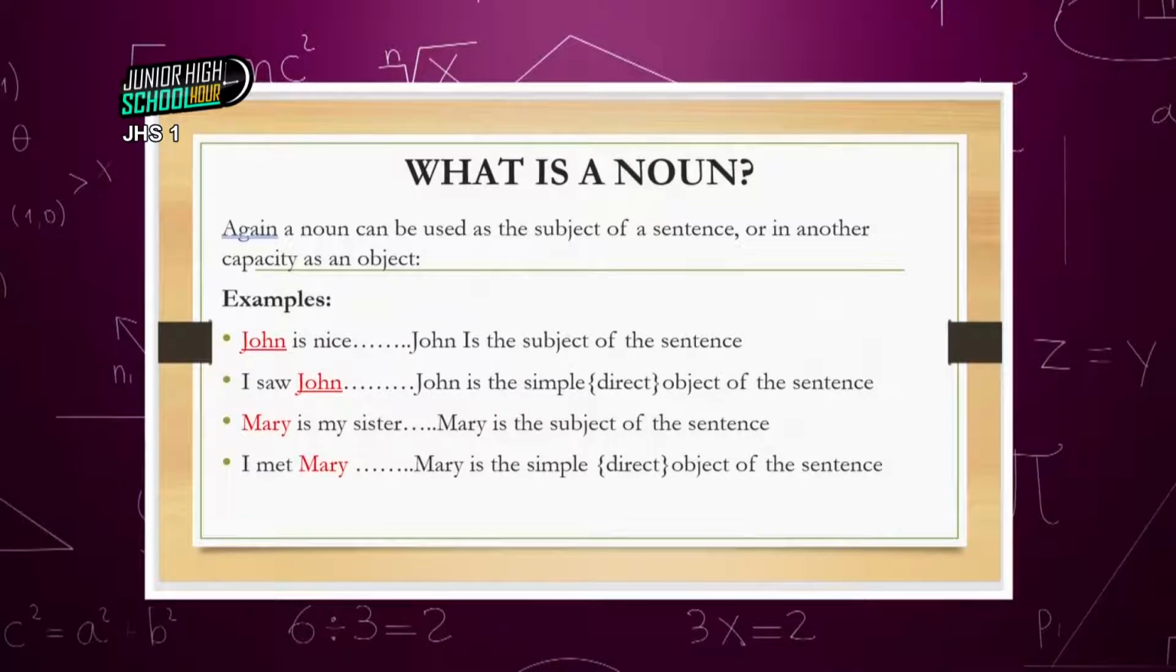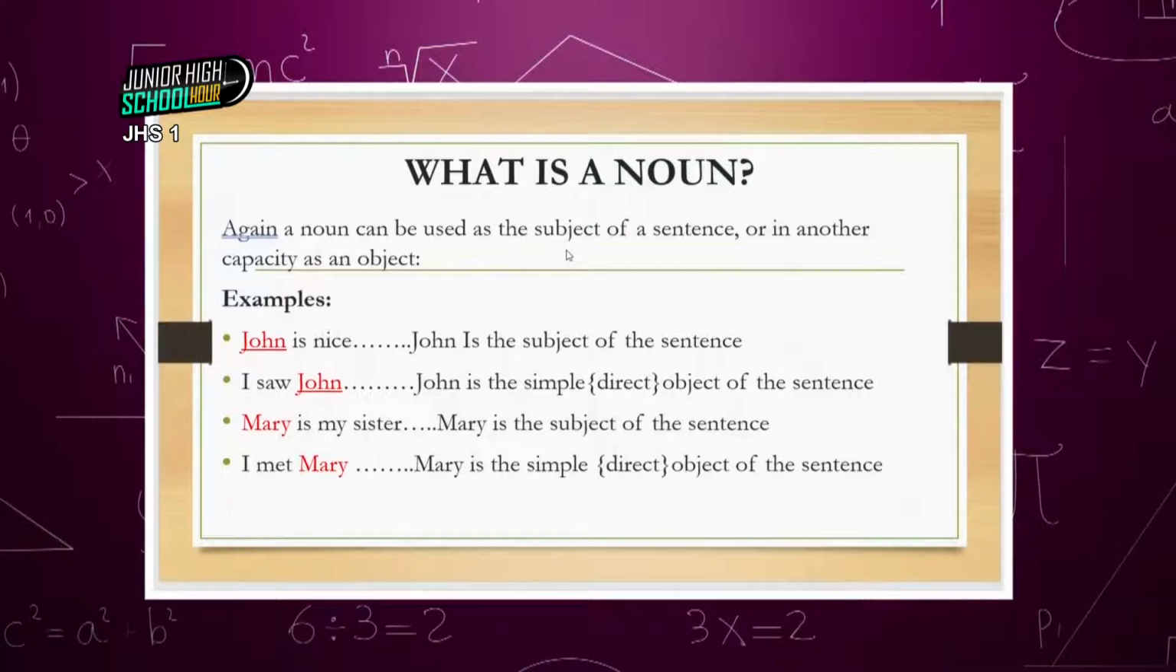Then we go on to the second one. I saw John. John is the direct object of the sentence. In this very sentence, John is not the subject anymore. John is rather the object of the sentence. Just like we said, a noun can be used as the subject of a sentence or in another capacity as an object. So the first example, John is nice, John is the subject of the sentence. The second one, I saw John, John becomes the object.